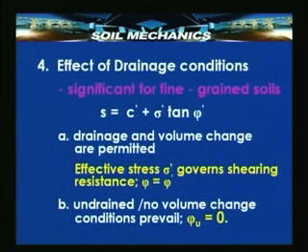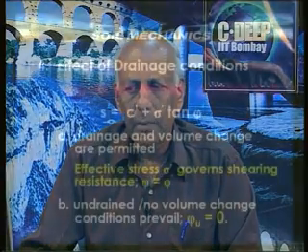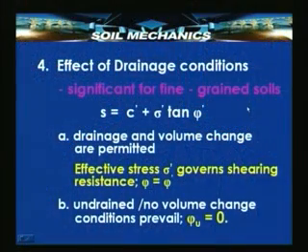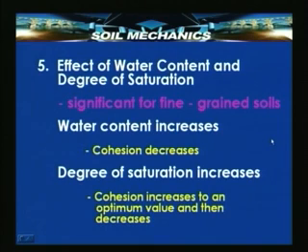The effect of drainage has been seen by us rather in detail during the course of the last lecture and today's lecture, and it is significant for fine grained soils. Depending upon whether we have drainage and volume change permitted or not permitted, we will have effective stress sigma dash or total stress sigma and corresponding angles of friction and cohesion. Water content and degree of saturation also play an important role.